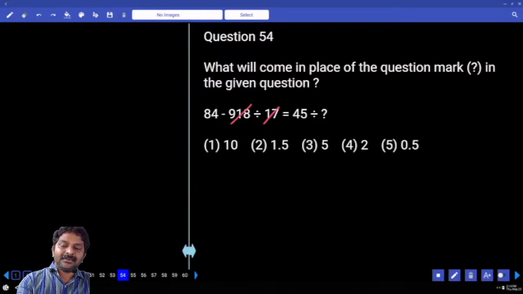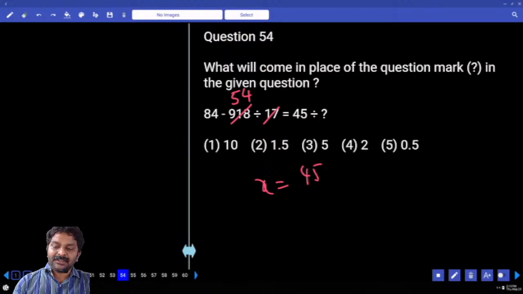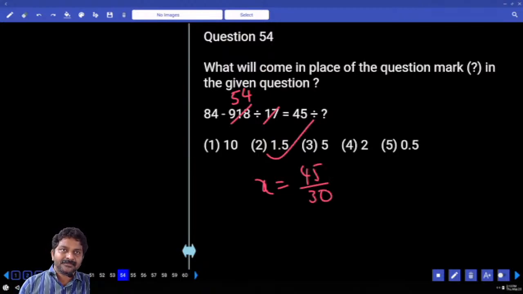17. 5 times 85. 68. 4 times 84 minus 54. 30 is equal to 45 by x. Then x is equal to 45 by 30, which is 1.5.